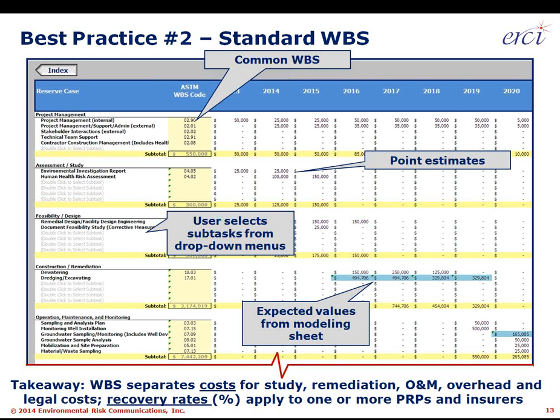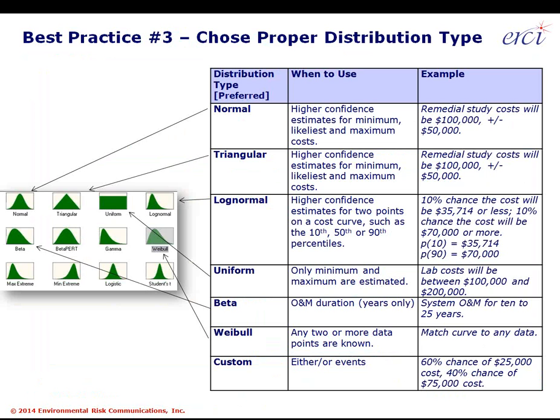We found again that pulling out the expected values, which I've got highlighted in blue in the lower right, and having them linked and modeled in a separate sheet enables simple, crisp Monte Carlo modeling. So the takeaway at the bottom is a standardized work breakdown structure will separate costs for study, for remediation, for O&M, overhead, and legal, and keep those costs separate one from the other. Recovery rates will also be kept distinct and will be applicable to one or more PRPs and insurers. So again, it's important to use the same work breakdown structure throughout, to use multiple cases to convey different decisions. But again, that's how our software has been built for about 20 years.